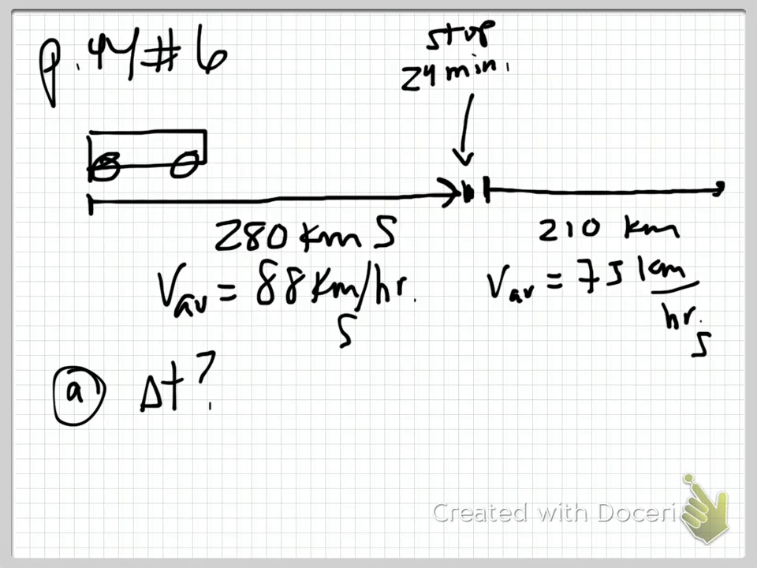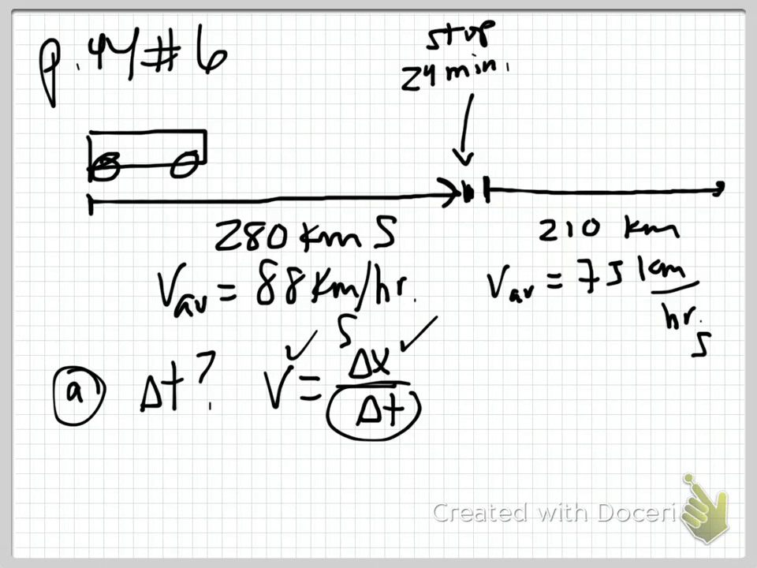So, the first thing to do is figure out how long they're driving for part 1 and how long they're driving for part 2 and add them up. So our total time, remember that velocity is delta x over delta t. Can you solve for delta t knowing those two? I think you can.